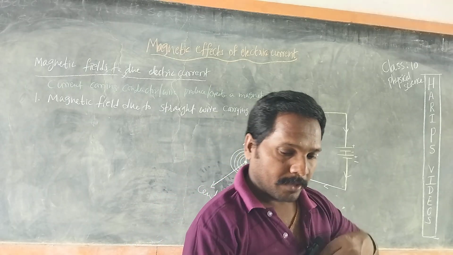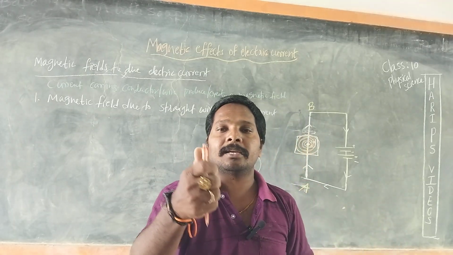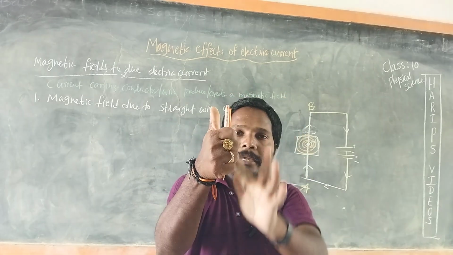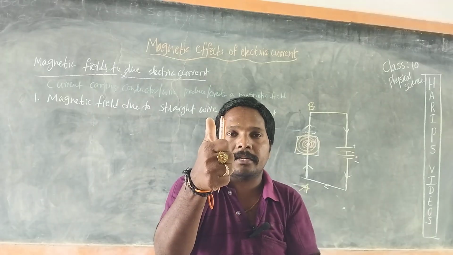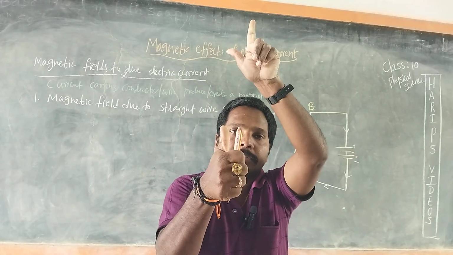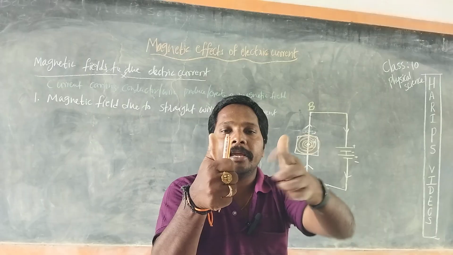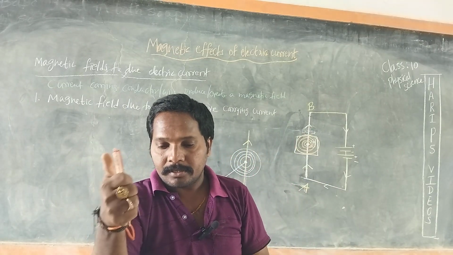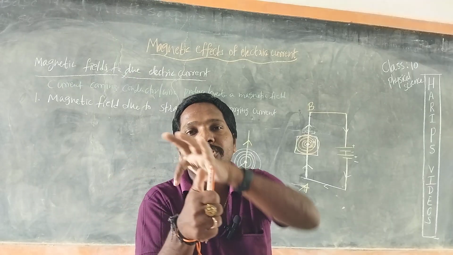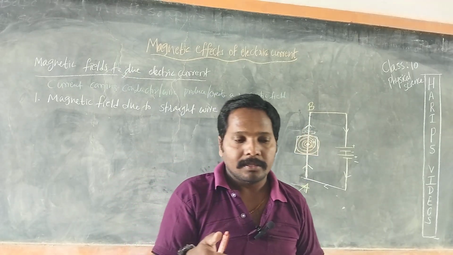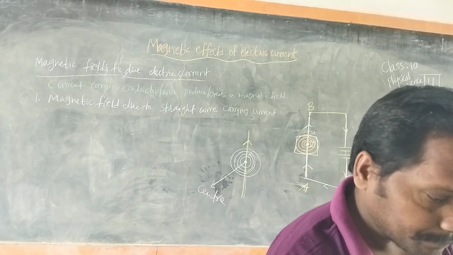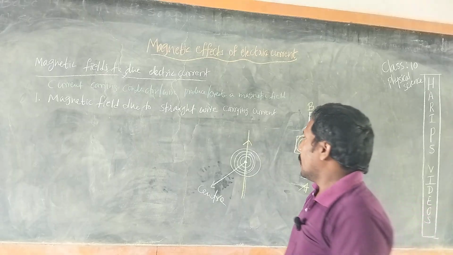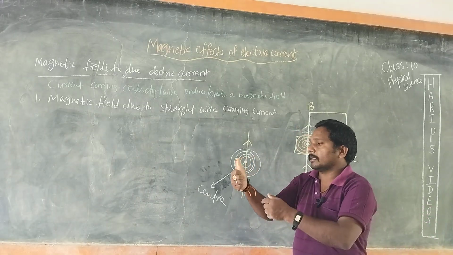So imagine that we hold the object like this. This pen acts as a straight current carrying conductor. The thumb denotes the direction of electric current. Then the fingers are nothing but the direction of magnetic field. So in which direction is the magnetic field formed? Around the thumb.